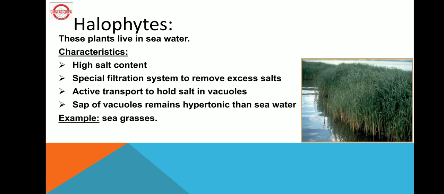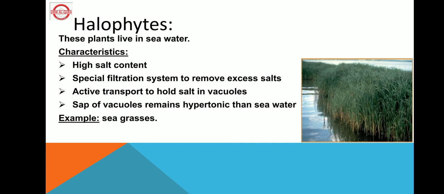Now we will discuss the third type of osmotic adjustment in plants, halophytes. Halo means saline, salty, phytes means plants. These plants live in sea water or saline water. And what are the characteristics of these halophytes? These plants tolerate high salt content, because if you taste the water of the sea, it contains high salt content. Its taste is salty.